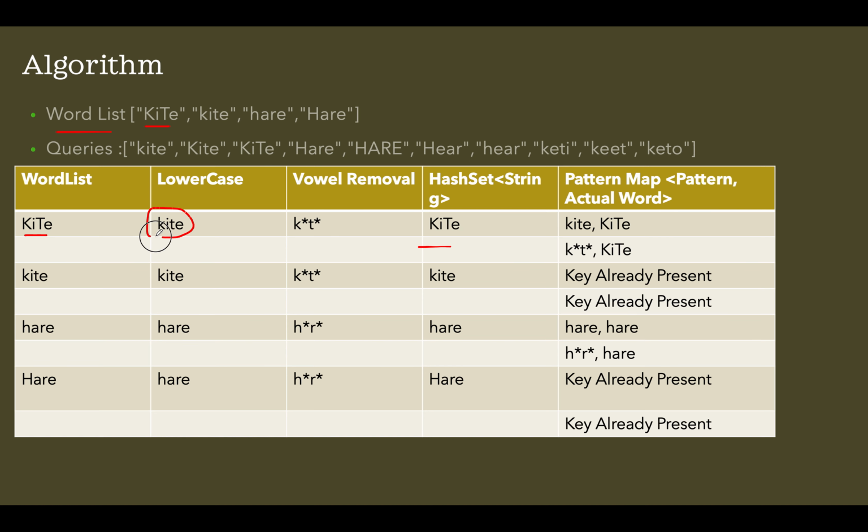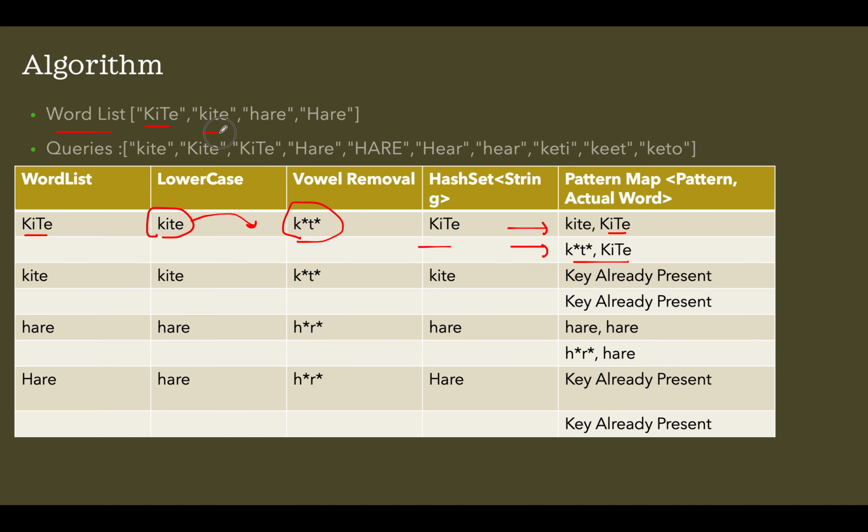The lowercase string would be this. Let's just remove all vowels from the lowercase string and generate the vowel key. So vowel key would be this. And using these two keys, let's check whether there was some entry in the pattern map or not. It was not there. Both were empty. So just dump entries into the pattern map. And for kite, we get kite as in spelled here. And for K star T star, we get this entry.